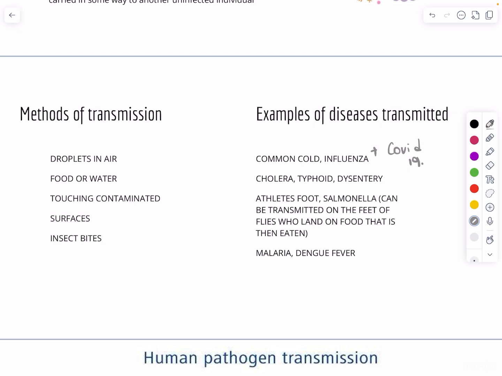Contaminated food or water can cause cholera, typhoid, or dysentery. Touching contaminated surfaces can cause athlete's foot and salmonella. Salmonella can be transmitted through flies or consumption of unpasteurized raw eggs. Insect bites cause malaria and dengue fever. Malaria is usually caused by mosquitoes, so the mosquitoes are the host.